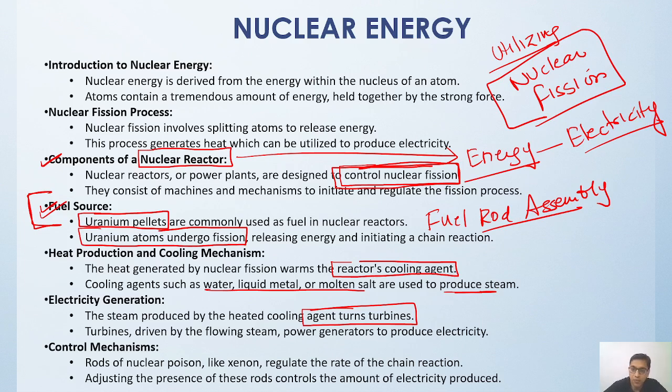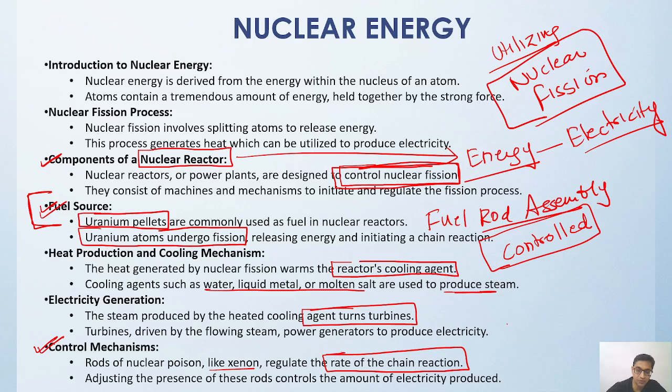Okay, so what now? Since the nuclear fission reaction has to be controlled, it can only be controlled by controlling the amount of neutrons it is releasing. That is why we also have control rods, rods of nuclear poison, xenon, that regulate the rate of the chain reaction.